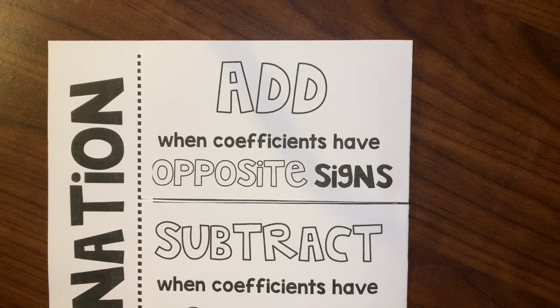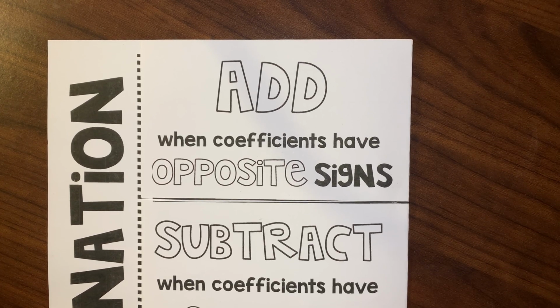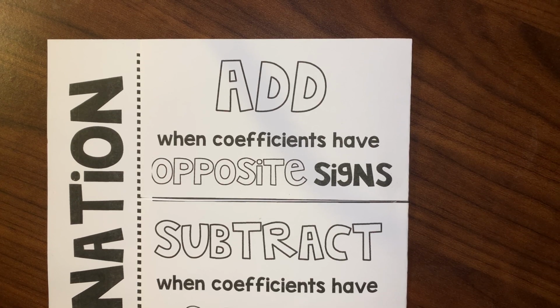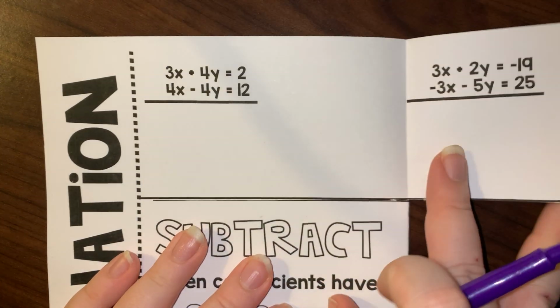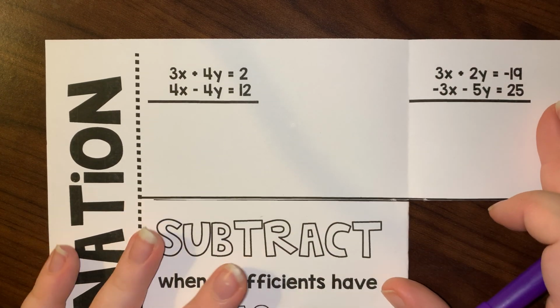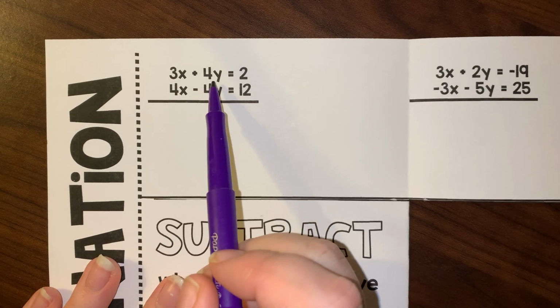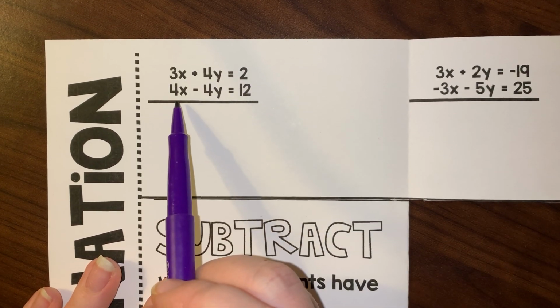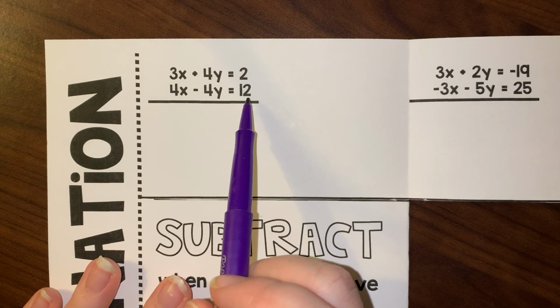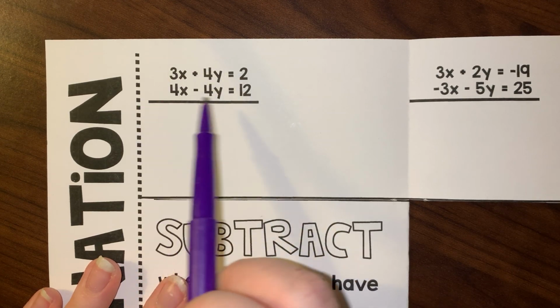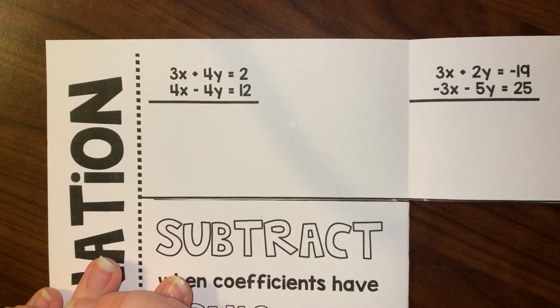Okay, so in this first example, you are going to look at an example where you have two equations where the coefficients are the same but opposite. So when you have this, all you're going to do is add. If you open it up and look at the examples, we have 3x plus 4y equals 2 and 4x minus 4y equals 12. Now these are already written in standard form, which is perfect for elimination.